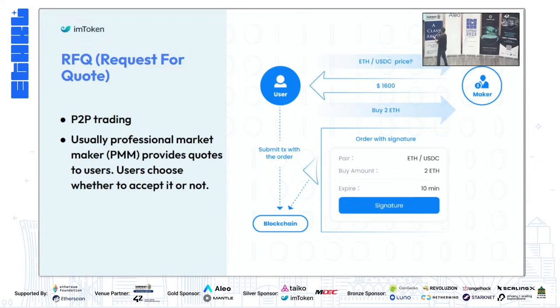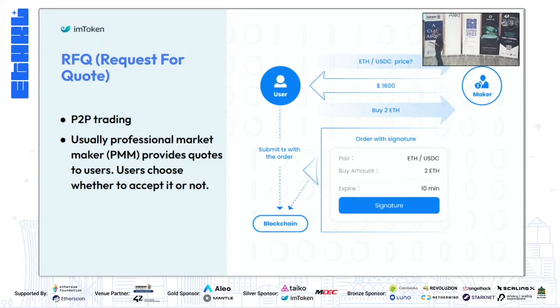And the maker will respond with the order and the signature of the order. The order basically specifies which pair will be traded, the amount, and also the price of the trade. Also, there will be an expiry time for that kind of quote. Then after the user receives that order, he can submit the transaction with that order to the blockchain and get it confirmed and settled on the blockchain.